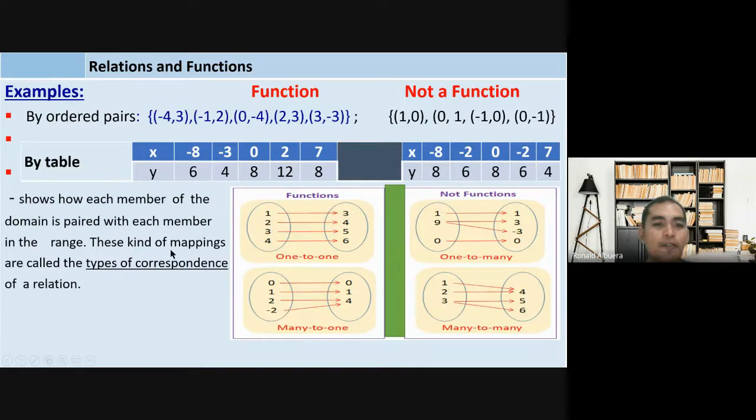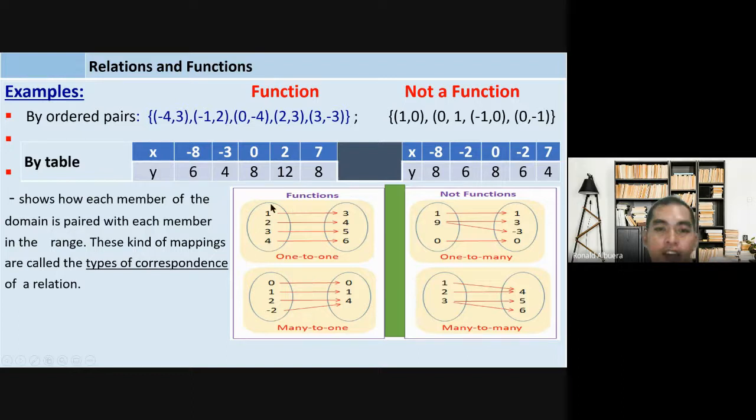There are 4 types of correspondence: the one-to-one correspondence, many-to-one correspondence, one-to-many correspondence, and many-to-many correspondence. The only functions are the one-to-one and many-to-one correspondence.